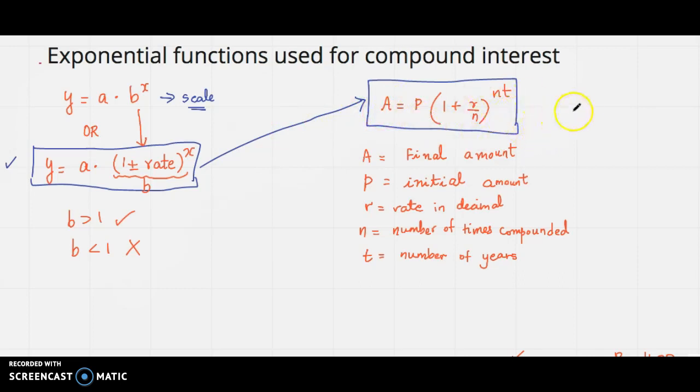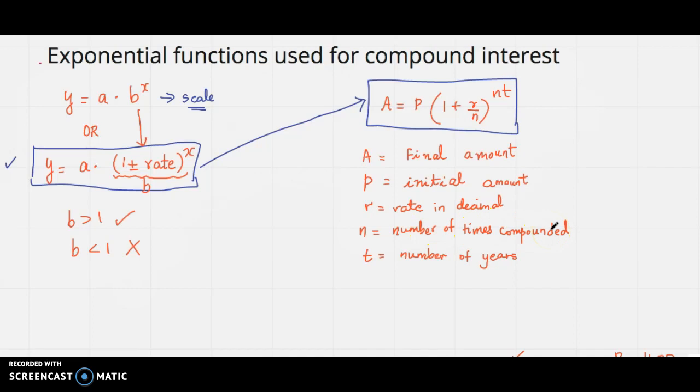Compound interest is when you put money in the bank and the bank pays you interest, so you get more money in the end. So A is the money that you get in the end. A is the final amount. P is the amount that you put in the beginning, or invest in the beginning. R is the rate of interest paid by the bank, and you have to change that to a decimal always in this problem. N is the number of times this is compounded.